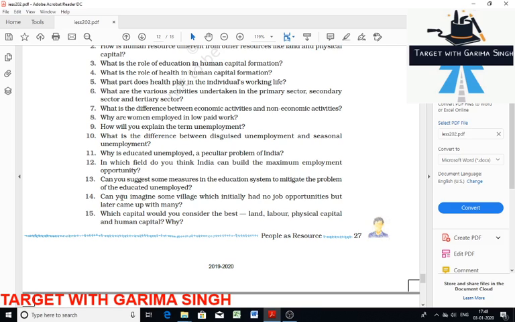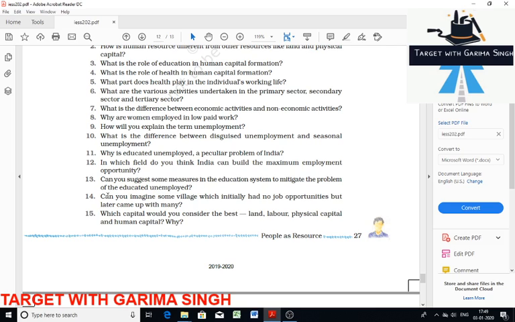Then this is kind of, can you imagine some village which initially had no job opportunities. You can do this question by yourself. It's kind of an activity question. You can write even a hypothetical village name, like we read in the first chapter, Palampur. Like this you can write on your own, but there were job opportunities. So in this question you have to find a hypothetical one and write your ideas.